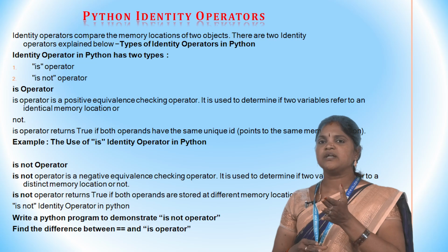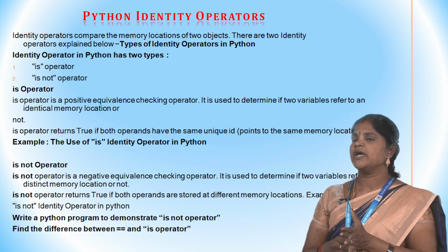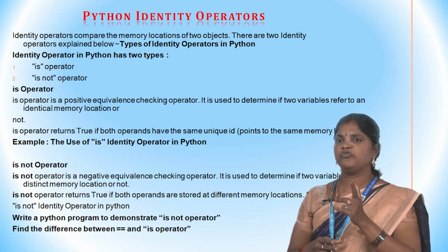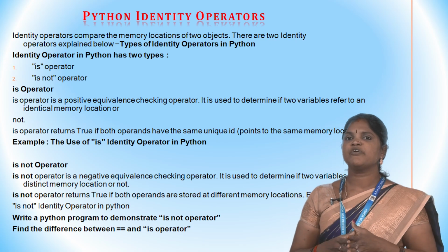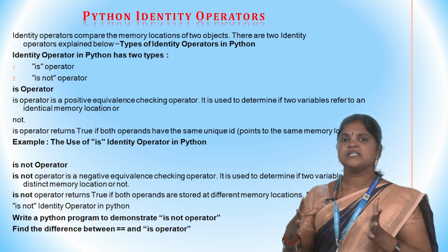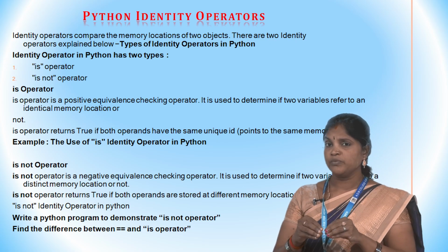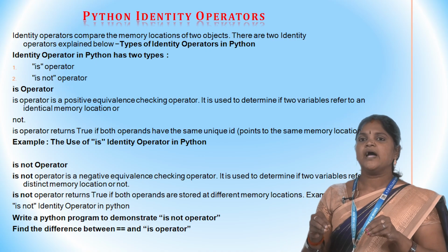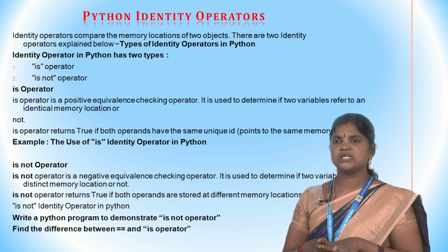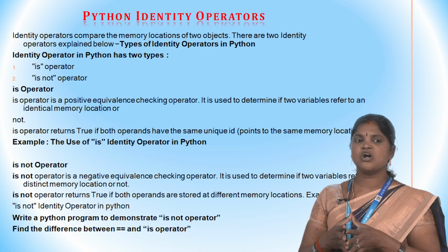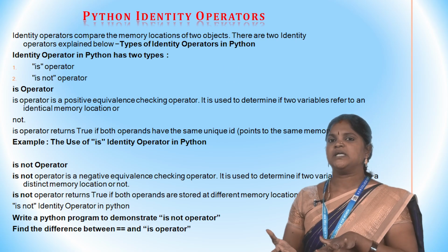The is not operator is a negative equivalence checking operator. It is used to determine if two variables refer to a different memory location or not. The is not operator returns true if both operands are stored at different memory locations. Example, the use of the is not identity operator in Python.